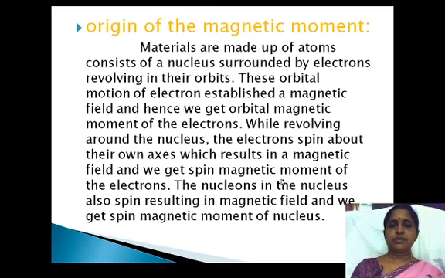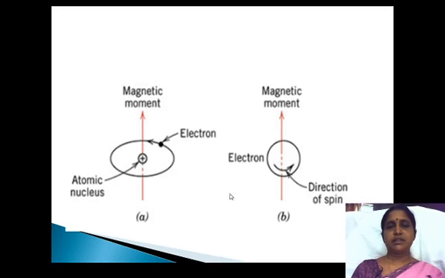Materials are made up of atoms. This is the atom. In this atom, at the center is the nucleus, and electrons revolve around the nucleus in an orbit. And the electron also rotates, spinning on its own axis. All of you know this.